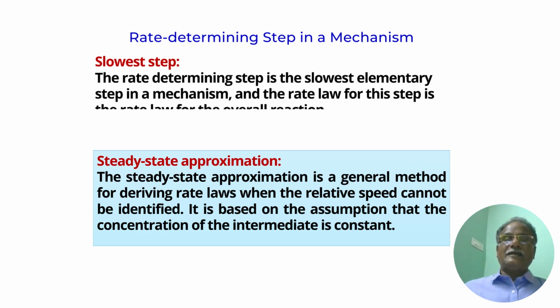Steady state approximation. The steady state approximation is a general method for deriving rate laws when the relative speed cannot be identified. It is based on the assumption that the concentration of the intermediate is constant.